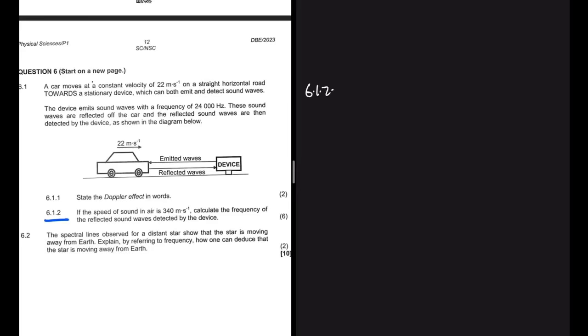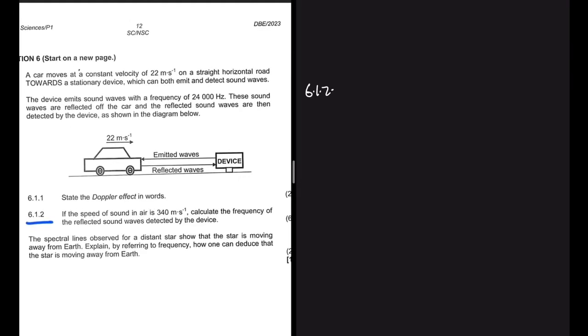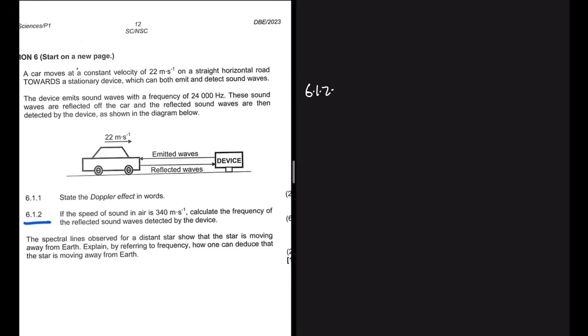So the question is saying a car moves at a constant velocity of 22 meters per second on a straight horizontal road towards a stationary device, which can both emit and detect sound waves. The device emits sound waves with a frequency of 24,000 Hz. These sound waves are reflected off the car, and the reflected sound waves are then detected by the device as shown in the diagram below. We can see what is happening there. If the speed of sound in air is 340 meters per second, let's calculate the frequency of the reflected sound waves detected by the device.